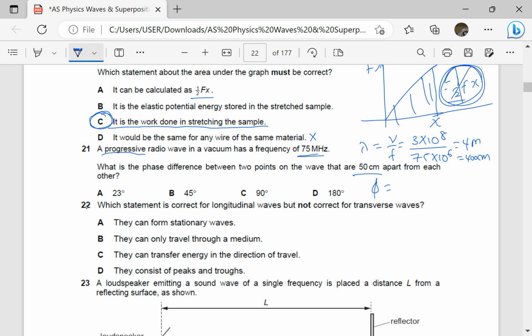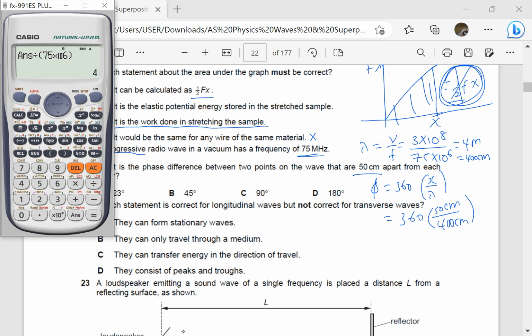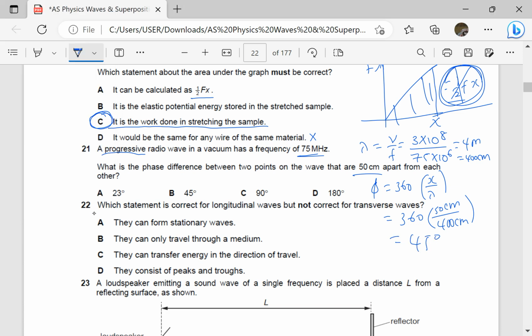So we know that phase difference is going to be 360 degrees times x, that is the distance out of step or distance apart, divided by the wavelength. So this is going to be 360, distance apart is 50 centimeters, divided by wavelength, which is 400 centimeters. So we have 50 divided by 400, then times 360, which gives us 45 degrees. So theta is 45 degrees. So the answer is going to be B.